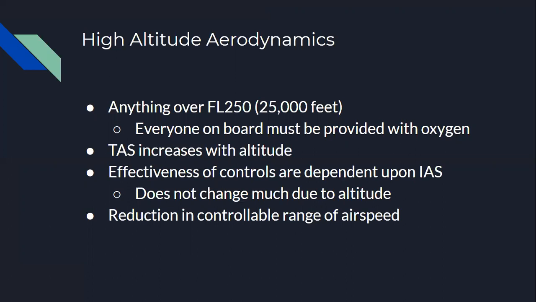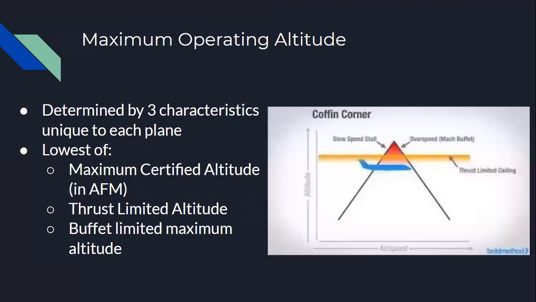But the kicker with high altitude aerodynamics here is that your true airspeed increases with altitude. However, your indicated airspeed stays essentially the same. So true airspeed increases, you're going faster, that's great, you'll get to your destination. However, the effectiveness of your controls is dependent upon the indicated airspeed, which does not change much due to altitude. So you're going to have a reduction in the controllable range of your airspeed, which is something that you definitely need to know about if you're operating at high altitudes.